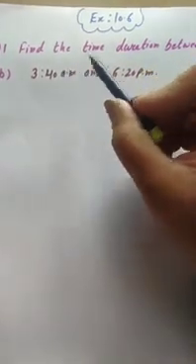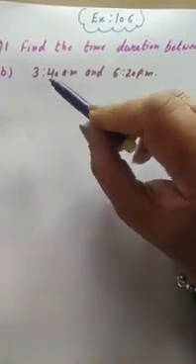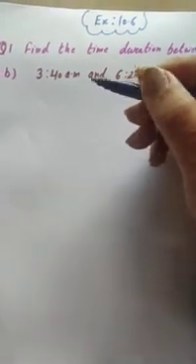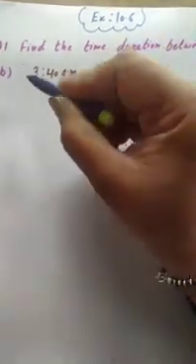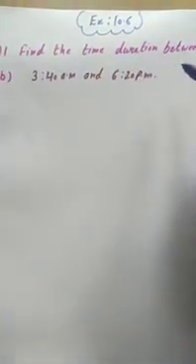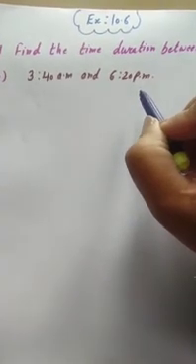Kids, today we will start exercise 10.6. In this exercise we will find the time durations between two given times. So let's see the first question. Find the time duration between 3:40 am and 6:20 pm.